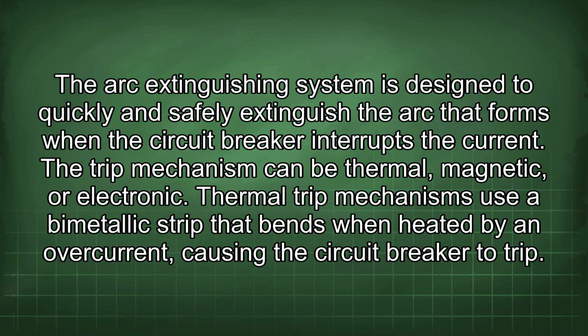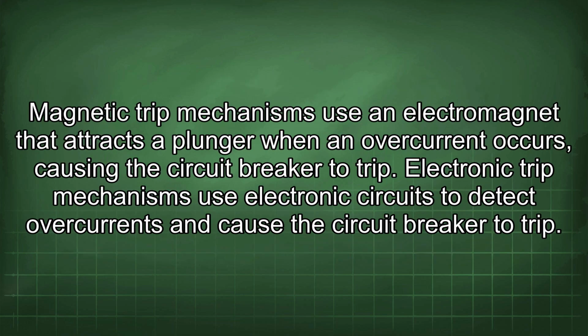Thermal trip mechanisms use a bimetallic strip that bends when heated by an overcurrent, causing the circuit breaker to trip. Magnetic trip mechanisms use an electromagnet that attracts a plunger when an overcurrent occurs, causing the circuit breaker to trip. Electronic trip mechanisms use electronic circuits to detect overcurrents and cause the circuit breaker to trip.